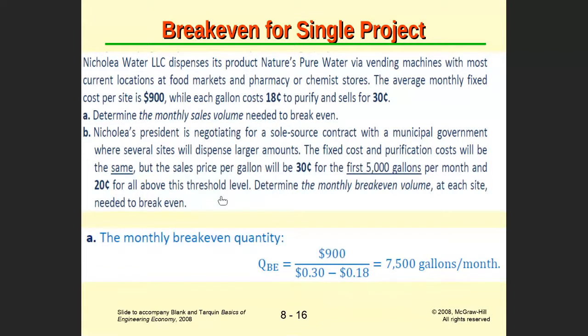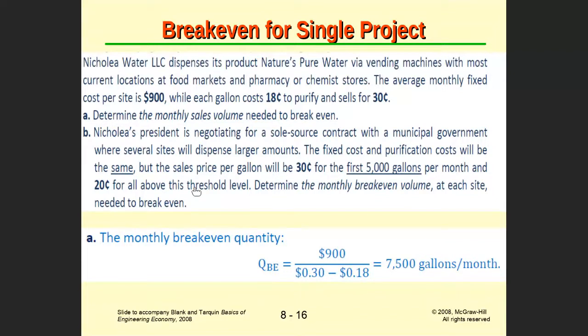Determine the break-even volume at each site needed to break even. In this question, the only thing that is new and different is the revenue. The revenue here was given in two phases. The first phase is the 30 cents as before, but only for the first 5,000 gallons. If you exceed that number of gallons, you are going to sell it for 20 cents. We don't know the threshold level that is in addition to the 5,000.